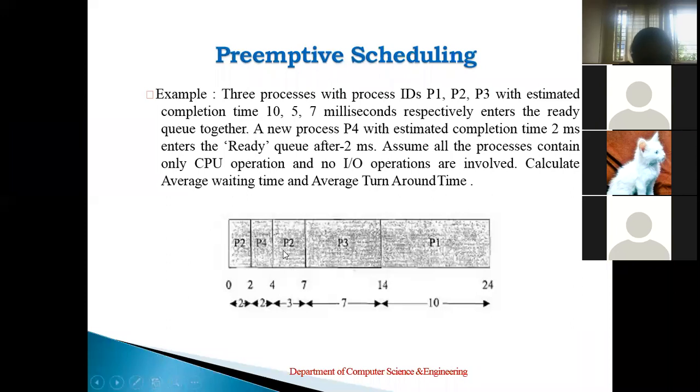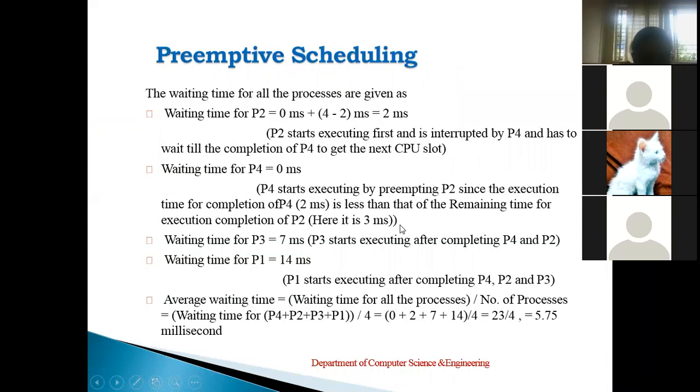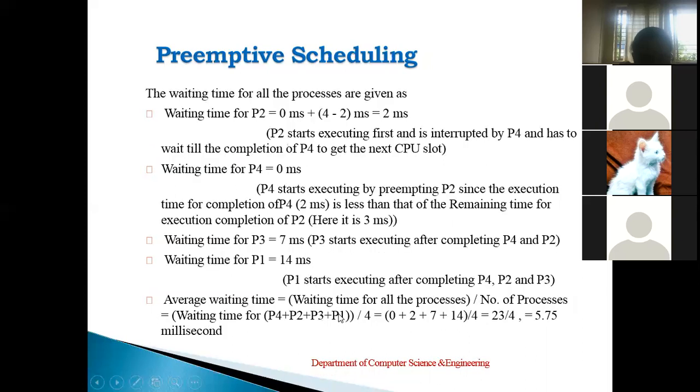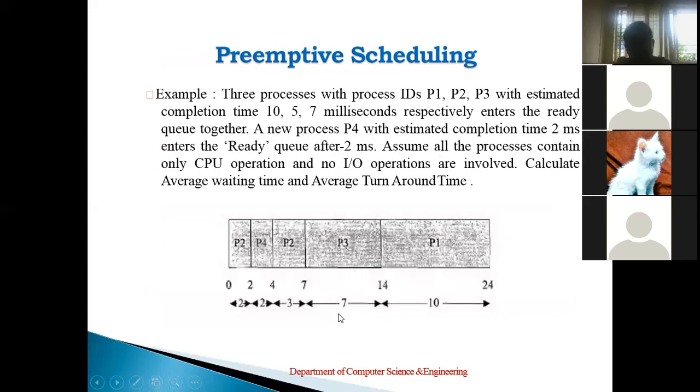Then what is its execution time? Execution 5. So what is the turnaround time? 7. Yes. Understood? Turnaround time you understood? Add. Yes, ma'am. Okay. Now Varda will tell what is the turnaround time for P4.